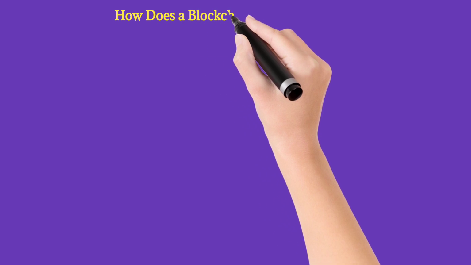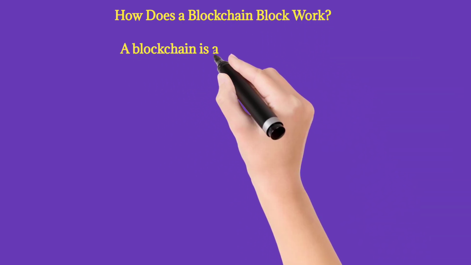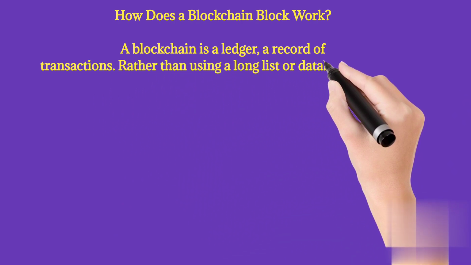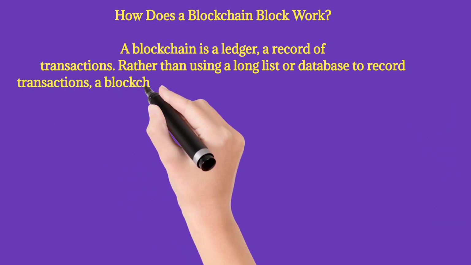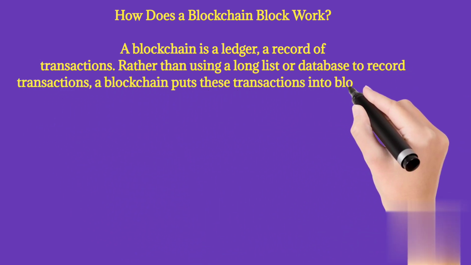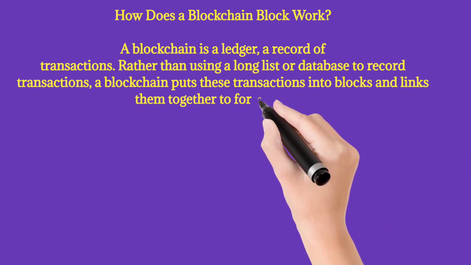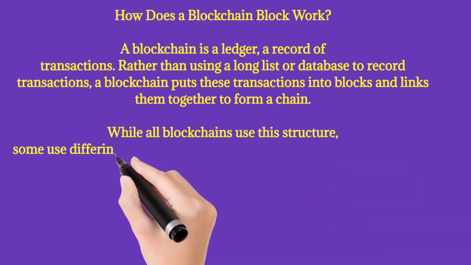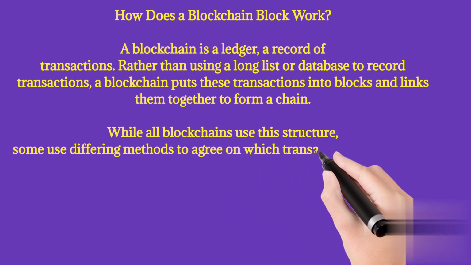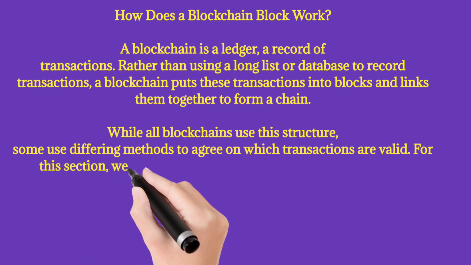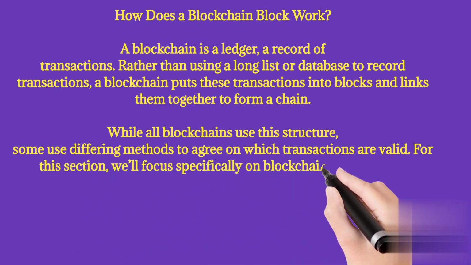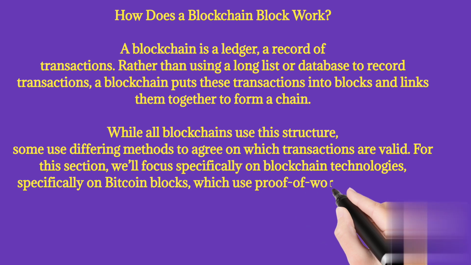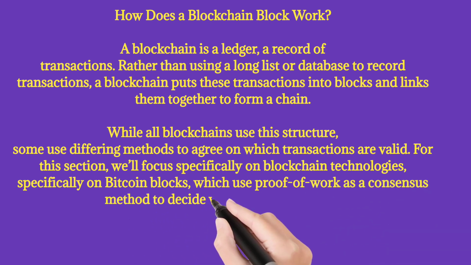How does a blockchain block work? A blockchain is a ledger, a record of transactions. Rather than using a long list or database to record transactions, a blockchain puts these transactions into blocks and links them together to form a chain. While all blockchains use this structure, some use differing methods to agree on which transactions are valid. For this section, we'll focus specifically on Bitcoin blocks, which use proof of work as a consensus method to decide which blocks are valid.